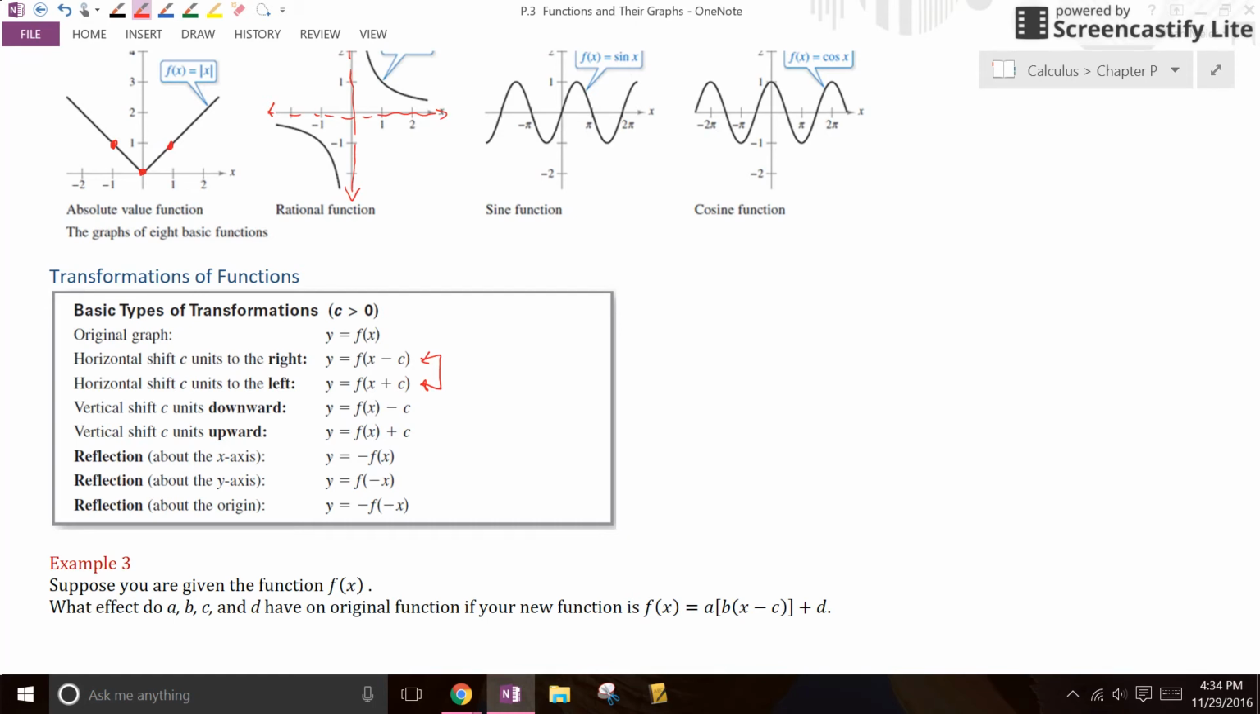Multipliers, which I don't know why I don't have any multipliers on here. If you multiply by anything bigger than one, that's going to be a stretch. If you multiply by something between 0 and 1, a fraction that is smaller than 1, you're going to have a shrink. Unless it's on the inside, then it's the opposite. On the outside, we talk vertically, stretch and compress. On the inside, we talk horizontally, stretch and compress. So a lot of different things, and every function can be written in that form.